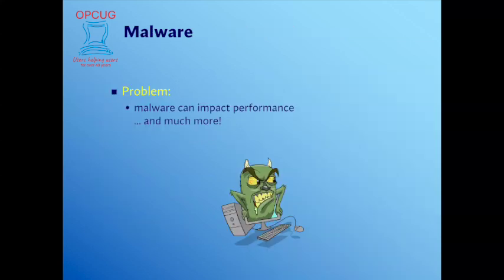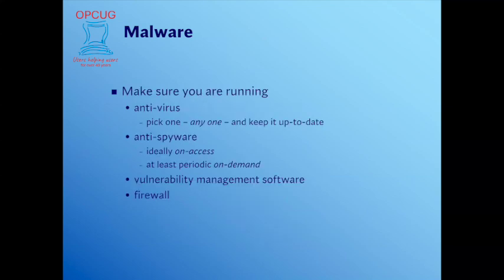Okay, let's look at some other performance impacts on computers. So, malware problem, of course. Malware can impact the performance of your computer. It can do much more, of course, but we're just looking at the performance impacts. So the solution is to get rid of it. Make sure you are running antivirus, and I'm not religious about any particular antivirus. Pick one, any one, and keep it up to date.